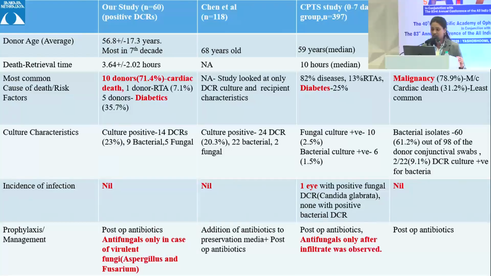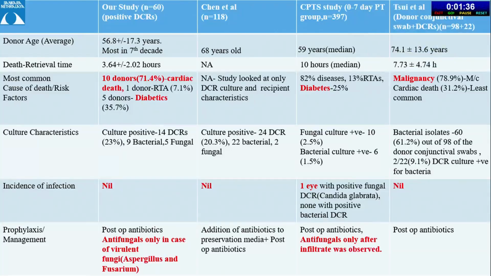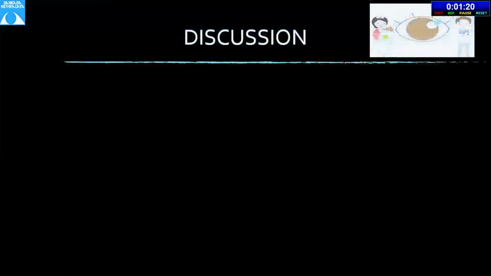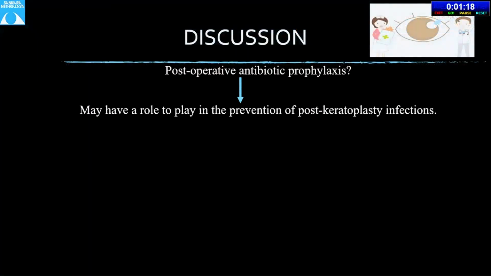Coming to the discussion, we have also seen, as per the review of literature, that diabetes is a risk factor associated with a positive DCR. And we see across the studies that the incidence of post-keratoplasty infection is relatively low. And like our study, post-op antibiotics were provided in most studies, but antifungals were started only if there was an infiltrate observed. So is this prophylaxis really useful?